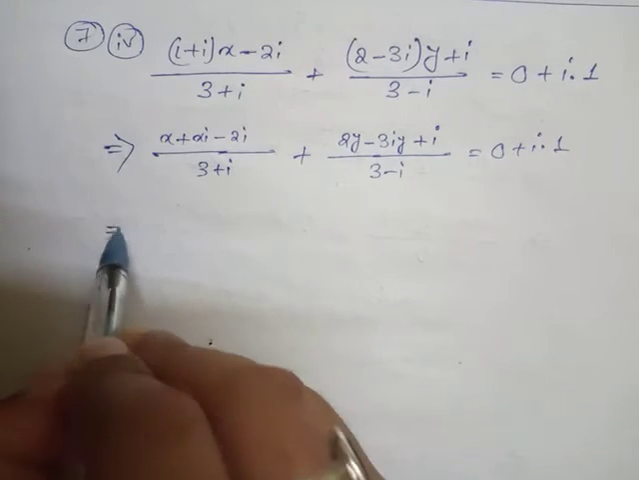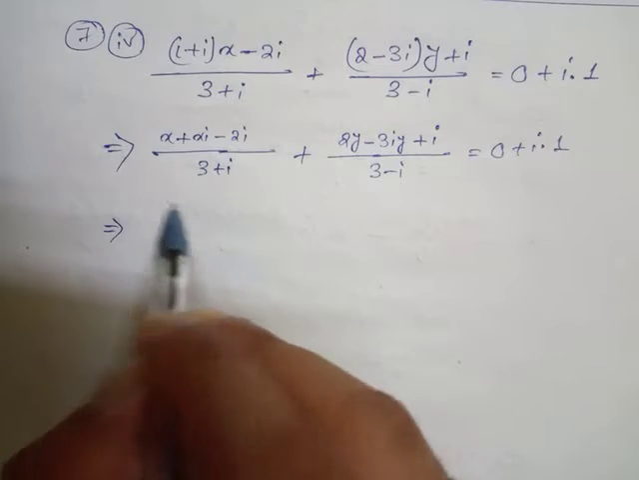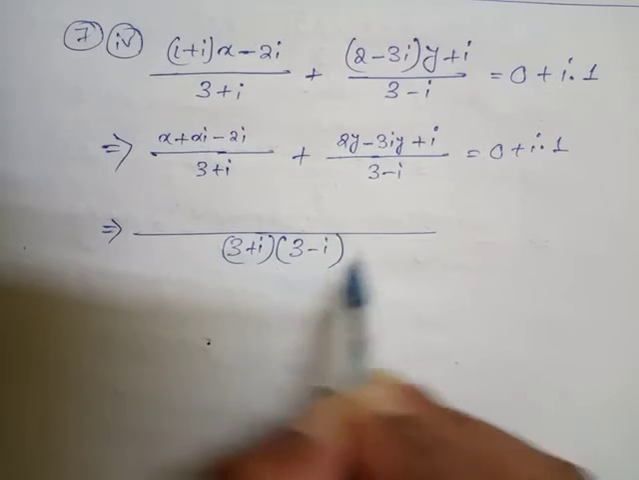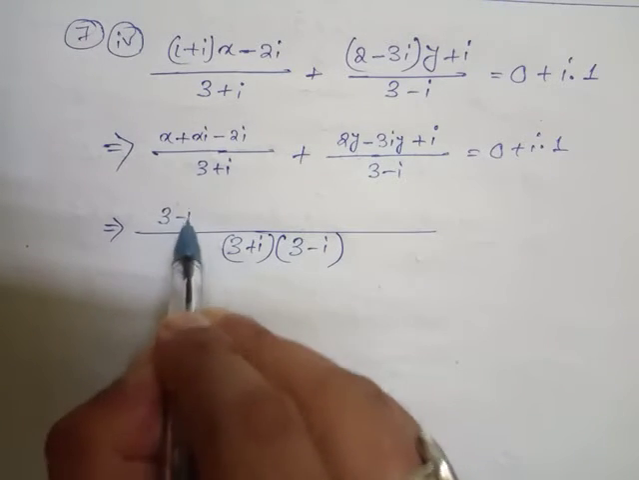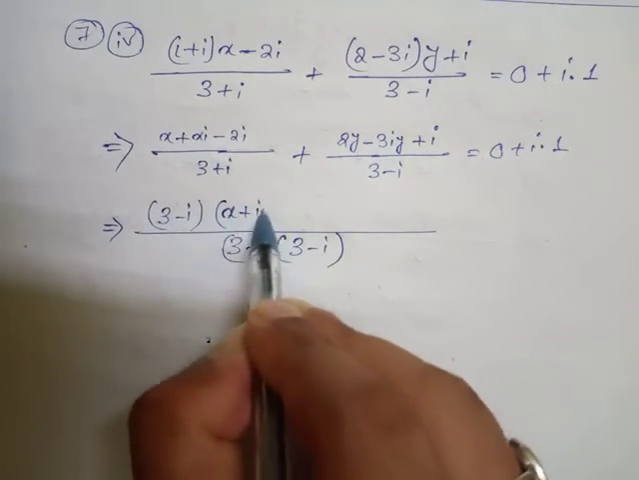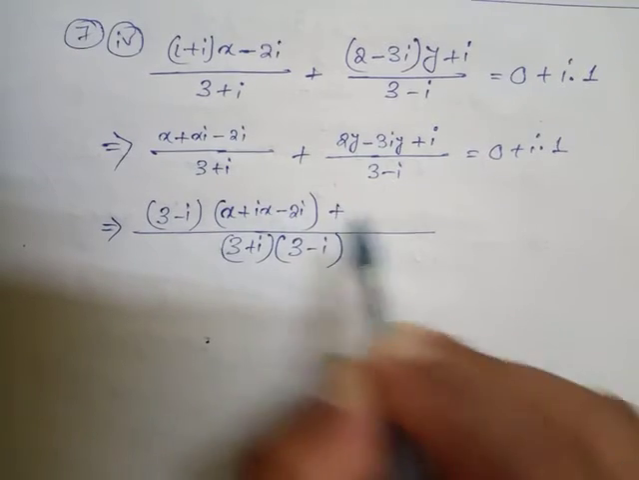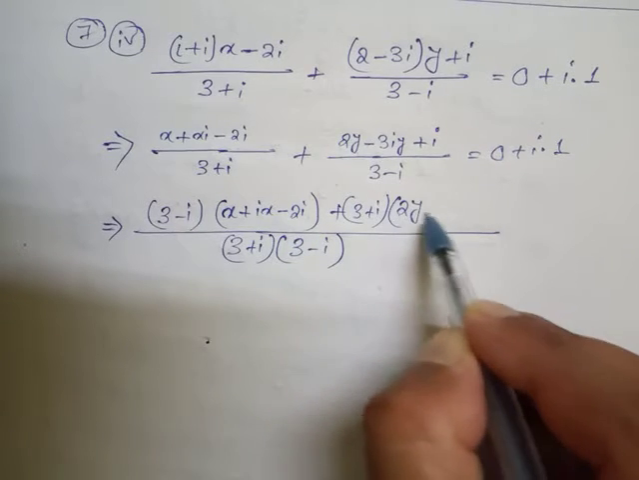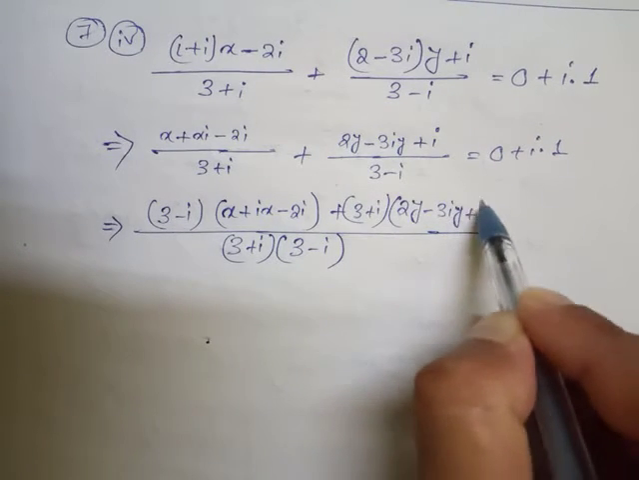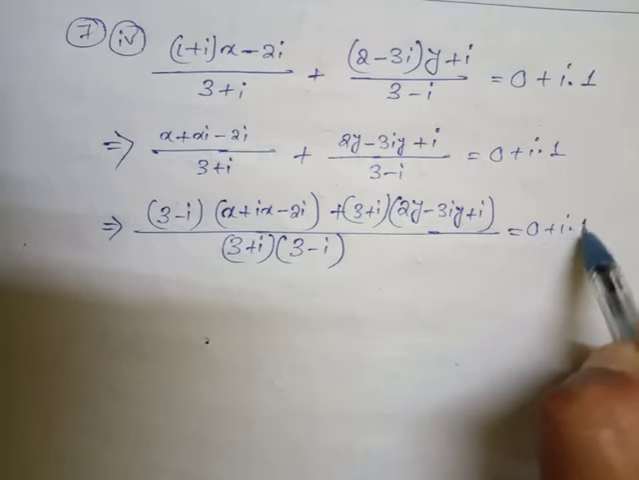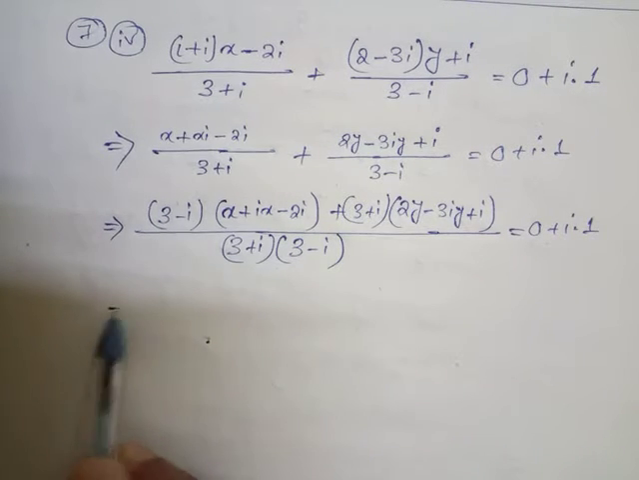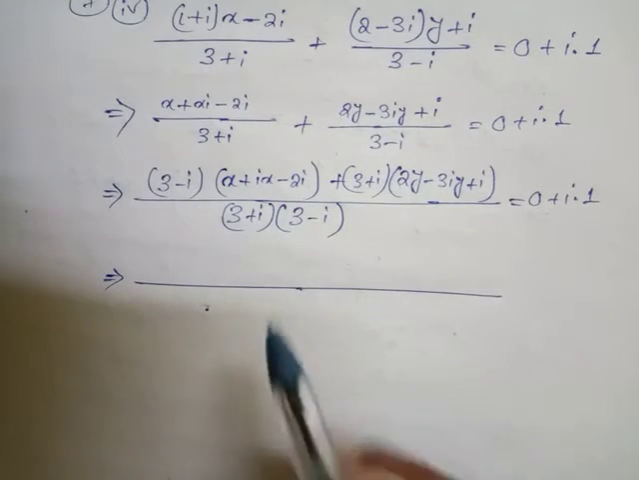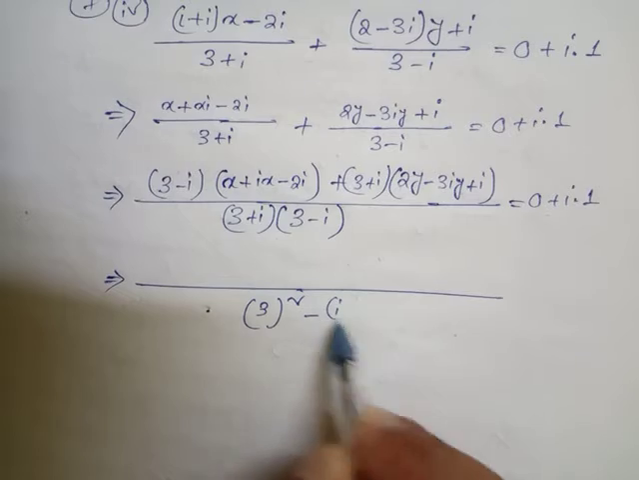Now look, after that student, if I take the LCM, what will happen? Now if I take the LCM, 3 plus i and 3 minus i, so these two cancel. 3 minus i and x plus i into x minus 2i, and these two cancel. Then 3 plus i, so 2y minus 3iy plus i equal to 0 plus i into 1. Now look student, this is a plus b, a minus b, which means a square minus b square.